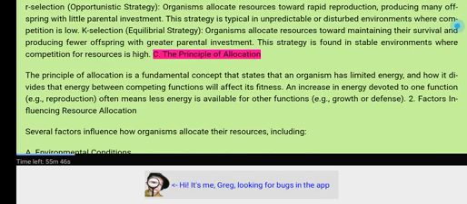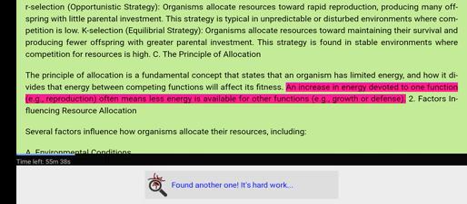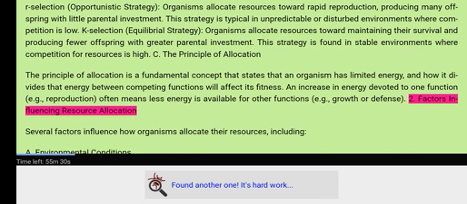C. The principle of allocation. The principle of allocation is a fundamental concept that states that an organism has limited energy, and how it divides that energy between competing functions will affect its fitness. An increase in energy devoted to one function, e.g., reproduction, often means less energy is available for other functions, e.g., growth or defense.